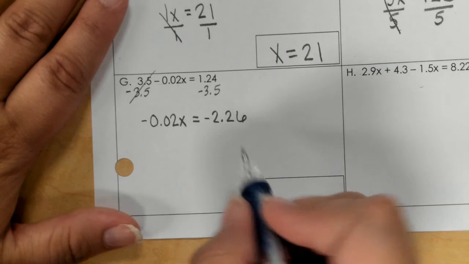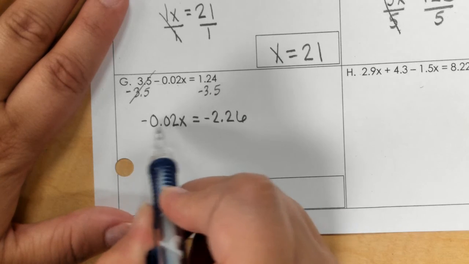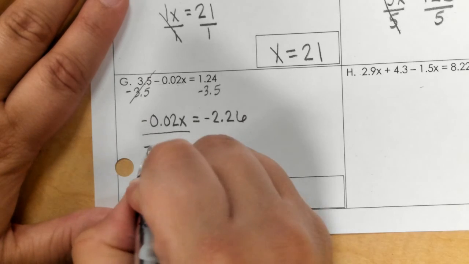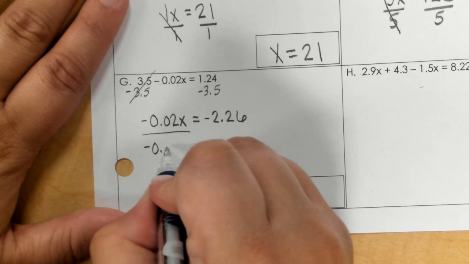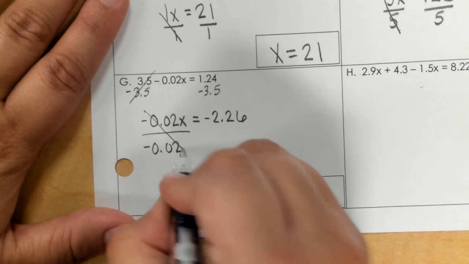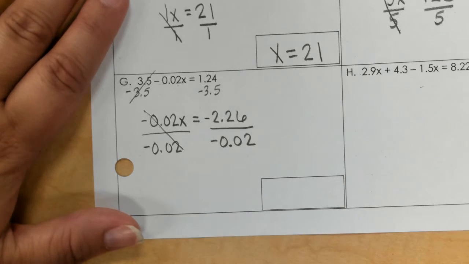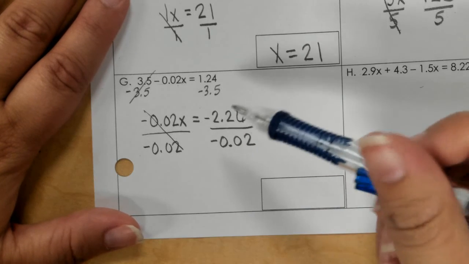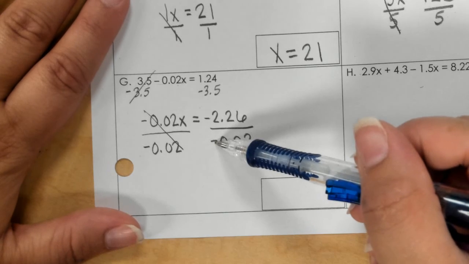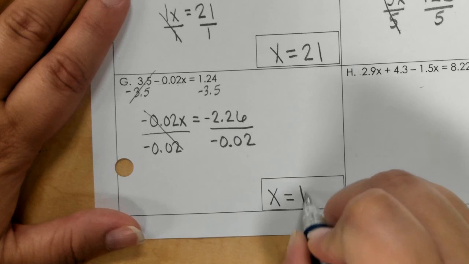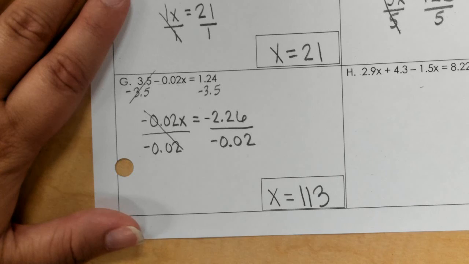Now, just like the other problems, when you have a number in front of the x, you want to divide by that number. So I'm going to do that. I'm going to divide by negative 0.02. And I would definitely use my calculator for that. So I do know, though, that a negative divided by a negative is a positive. So when I divide, I end up getting 113.